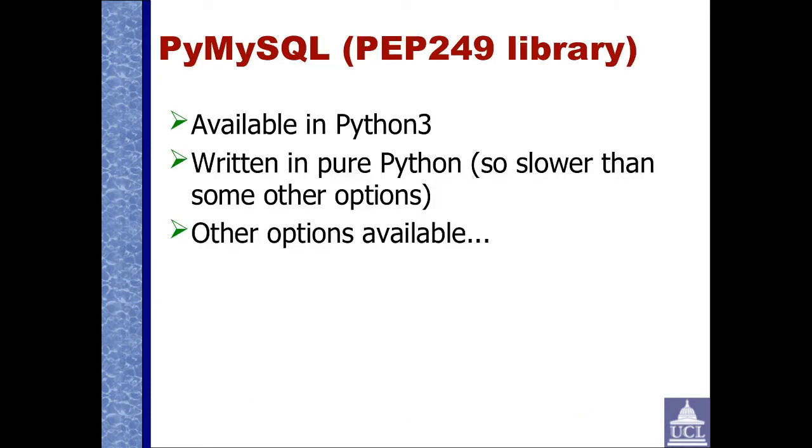Now, this example was for a particular PEP249 library called PyMySQL. There are actually lots of different PEP249 libraries available, and they vary in which version of Python they run with, how compliant they are, and so on. This particular one, PyMySQL, is available for Python 3. It's written in pure Python, which means that it may be somewhat slower than some of the other options that are written in C. But of course there are all these other options available depending on what you require, but I think PyMySQL is probably one of the best choices.